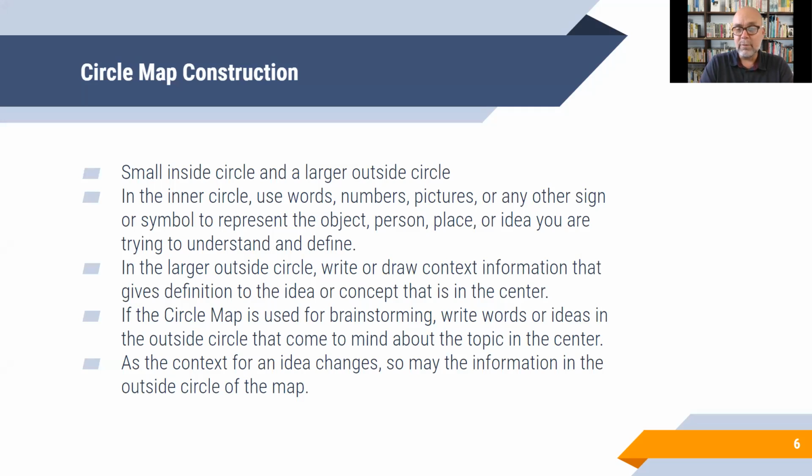I'm sure a lot of you watching this video know the basics of how circle maps work. I would encourage you to stick around though, because I will eventually be getting into some things that maybe you hadn't considered before. So the way you draw a circle map is you draw a small circle inside of a larger circle. And in the inner circle, you're going to put the topic that will be defined. It could be a person, a place, an idea, an object, and you can represent that in a variety of ways.